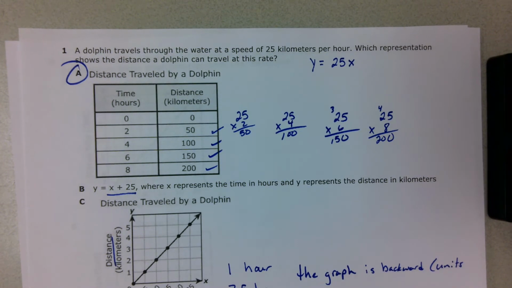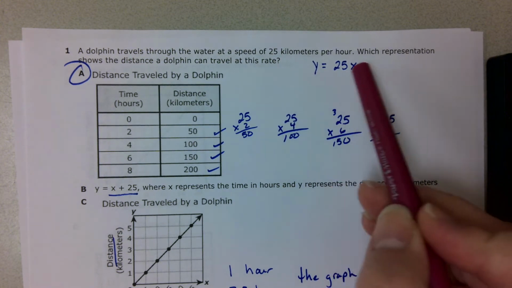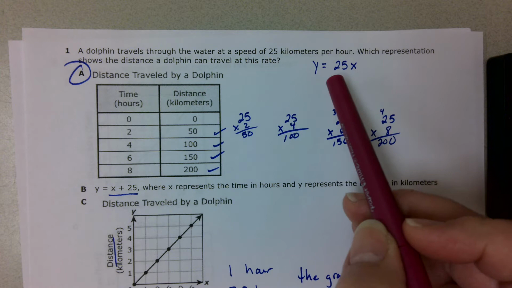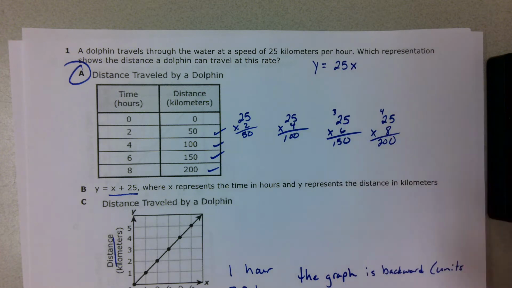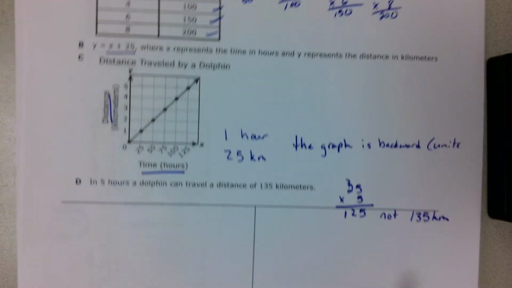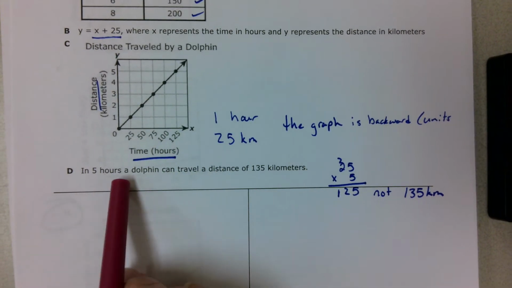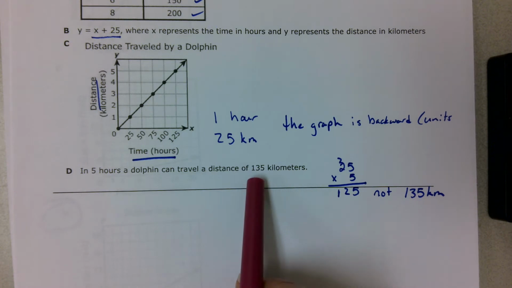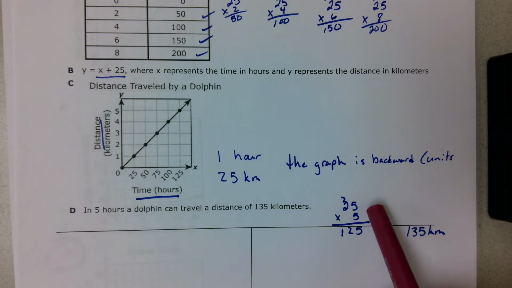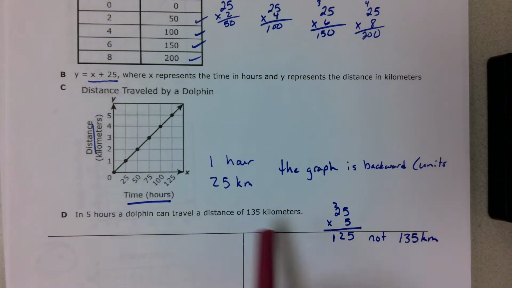Which representation shows the distance a dolphin can travel at this rate? So right here, this was our rate times our x, so 25 per hour. There was nothing added to that. I double checked all of these, and so let's look at D. It says 5 hours, the dolphin can travel 135 kilometers. All I did was multiply 5 times the rate of 25, and it was 125. So that was wrong.